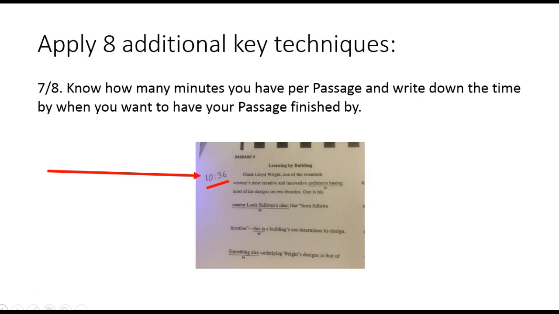And let's say you finish the passage in 7 minutes, at 10:34. You know you just earned yourself 2 minutes of cushion. So if a later passage takes more time, you know it's okay because you've built up a time cushion by finishing some of the earlier passages quicker. You've got to track your time as you go through the section. Otherwise, you end up surprised at the end, thinking you had more time than you do, or you end up rushing when you didn't need to. Keep track of the time by writing down when you're going to finish the passage by.